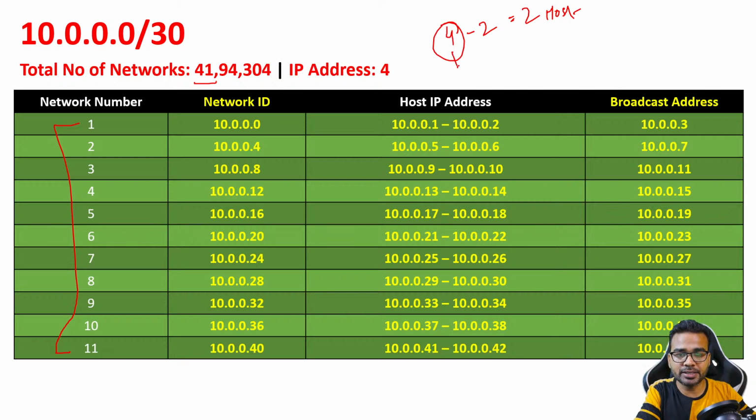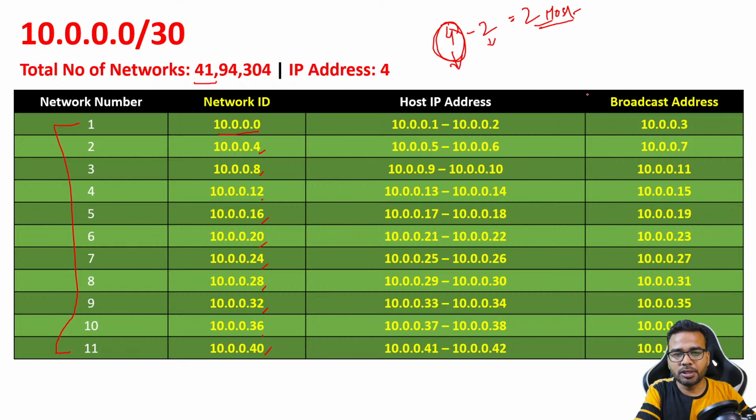Of these, 2 IP addresses you can assign to end devices such as PC or printer, but the other 2 you cannot assign. But while calculating the network ID, you have to count all 4, including network ID and broadcast ID. For example, the IP address starts from 10.0.0.0. Just plus 4, it becomes 4. Plus 4, 8. 8 plus 4, 12. 12 plus 4, 16, 20, 24, 28, 32, 36, 40. Like this, you can find the network ID of all the networks.